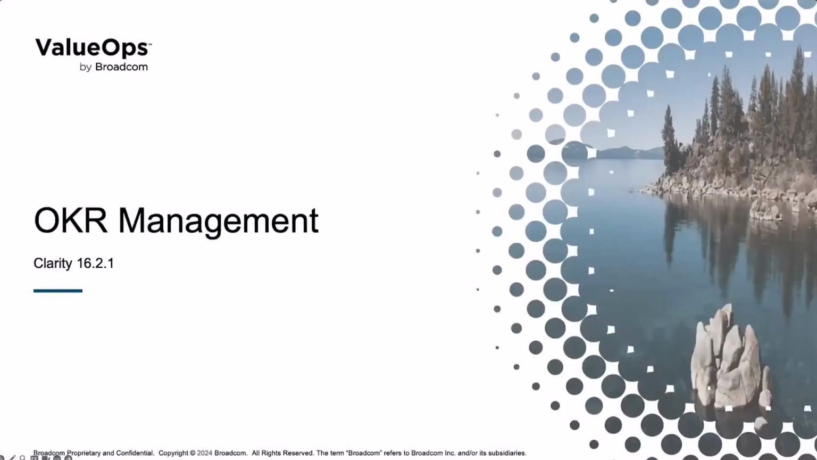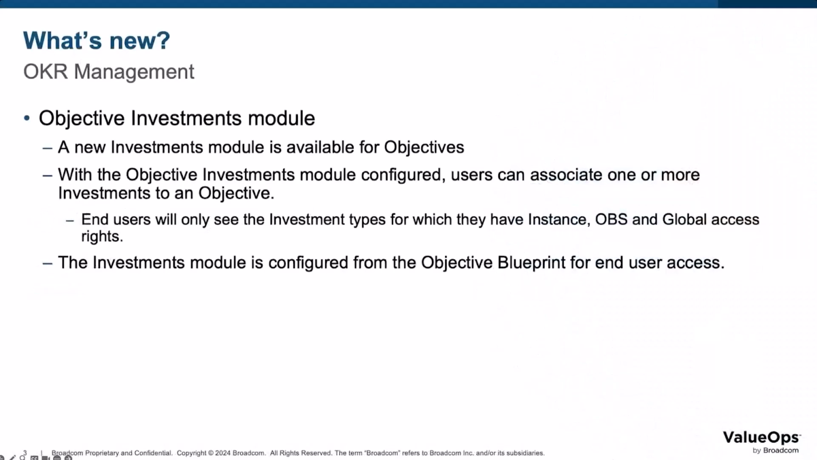In this section, we'll review updates to Clarity's out-of-the-box OKR management solution for objectives and key results. So what's new? Clarity's out-of-the-box capabilities are being extended. We are introducing the ability to link one or more investments to an objective using a new investments module. The investments module is configured from an objective blueprint.